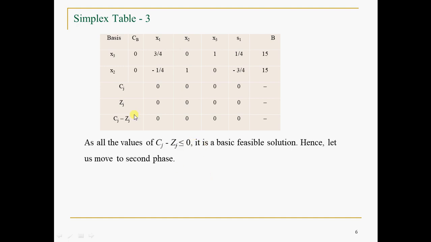So I'll repeat what I told. Sometimes Cj minus Zj may be less than or equal to 0, but an artificial variable may exist here. For example, it is A2, let us say, but it is minus 15. So A2 is taking a minus value, which does not have any meaning, hence you can proceed to the second pace. In this case, both the artificial variables have been eliminated and Cj minus Zj is also less than or equal to 0, hence you can proceed to the second pace.